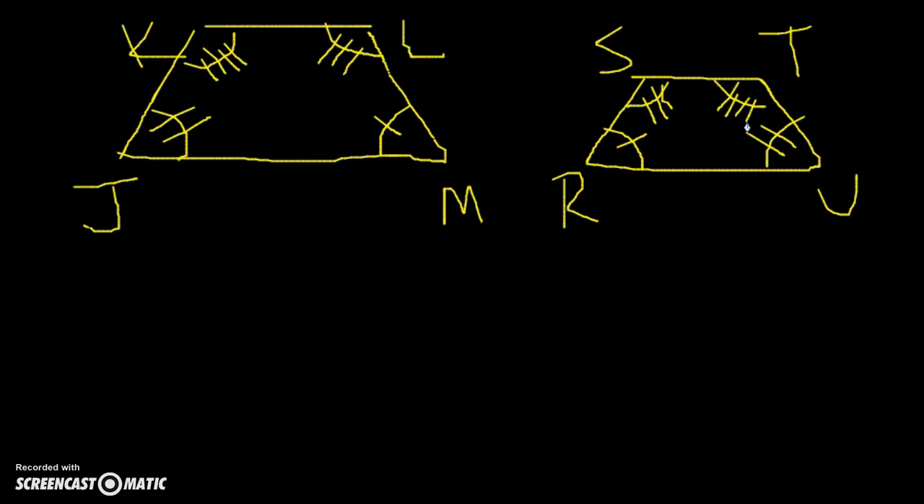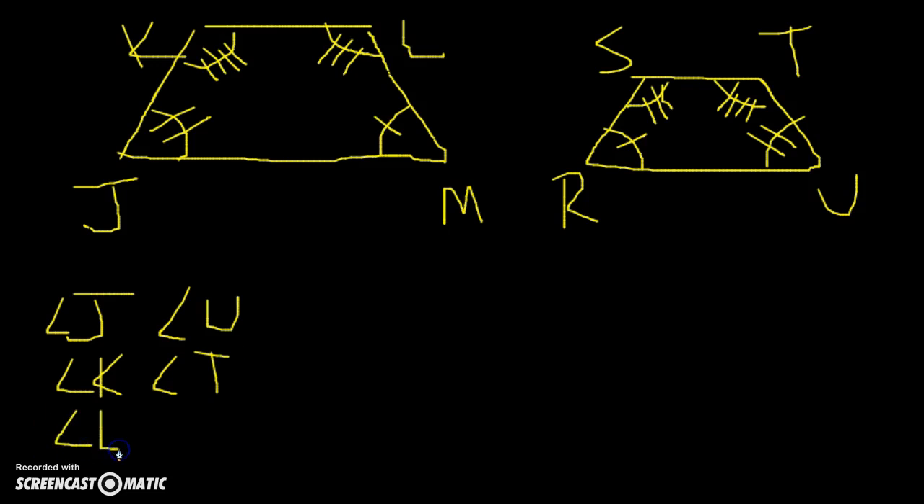Okay, they also might tell you the angle measurements instead of marking them. But in this case, what does each one match up to? Well, angle J matches up to angle U. Angle K matches up to angle T. Angle L matches up to angle S. And angle M matches up to angle R. And so again, if you're talking about these being congruent, you could talk about corresponding sides as well.